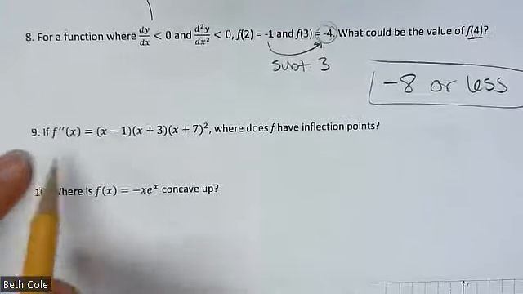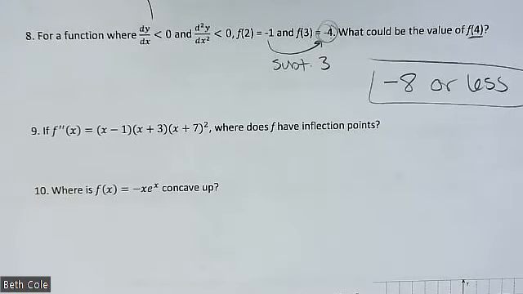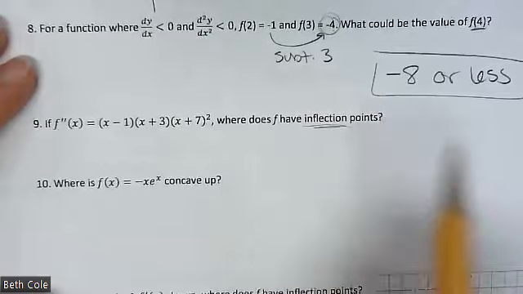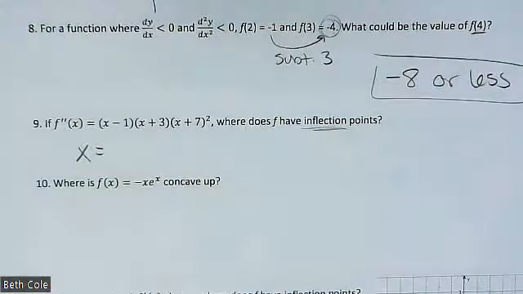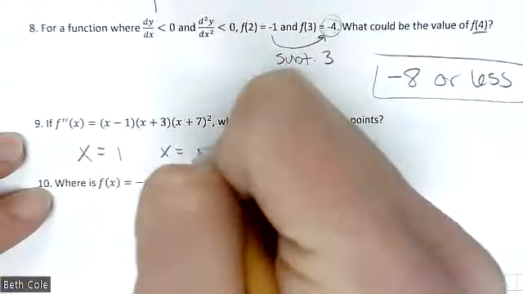All right, what are you given for number 9? Double prime, second derivative, and you get asked about inflection points. So you don't need to take a derivative. It already is the second derivative, which gives you inflection points. There is a little bit of a twist to it though, so I want to see if you can give me the answers. Where would there be inflection points? X equals what? 1, good.